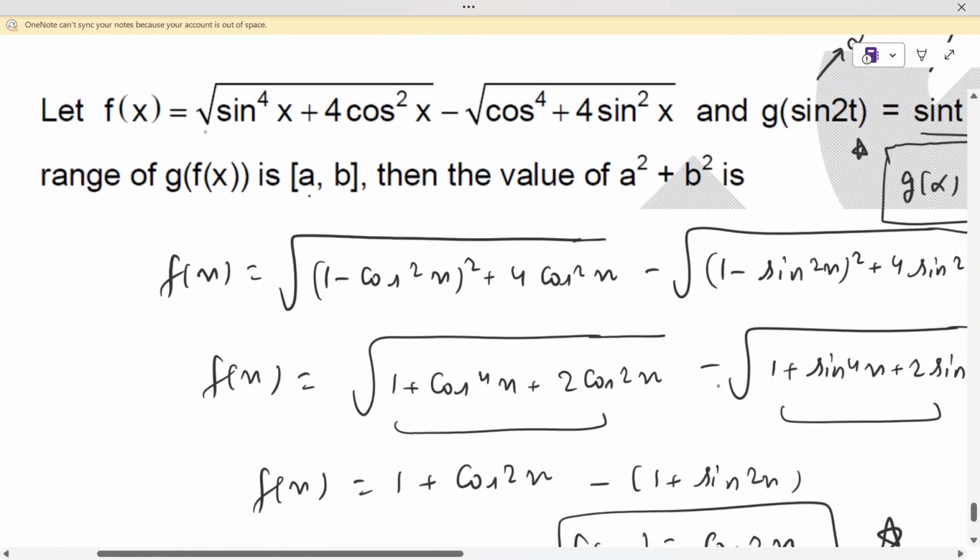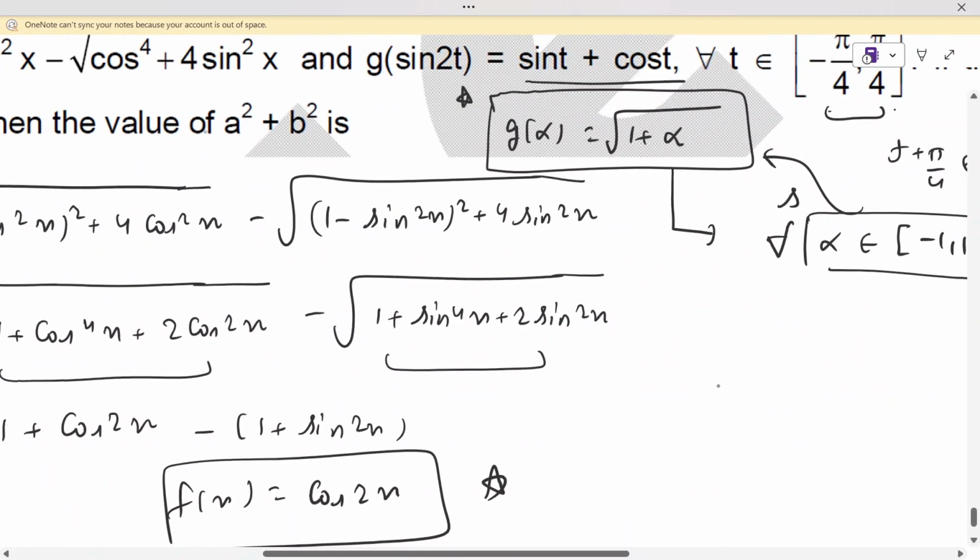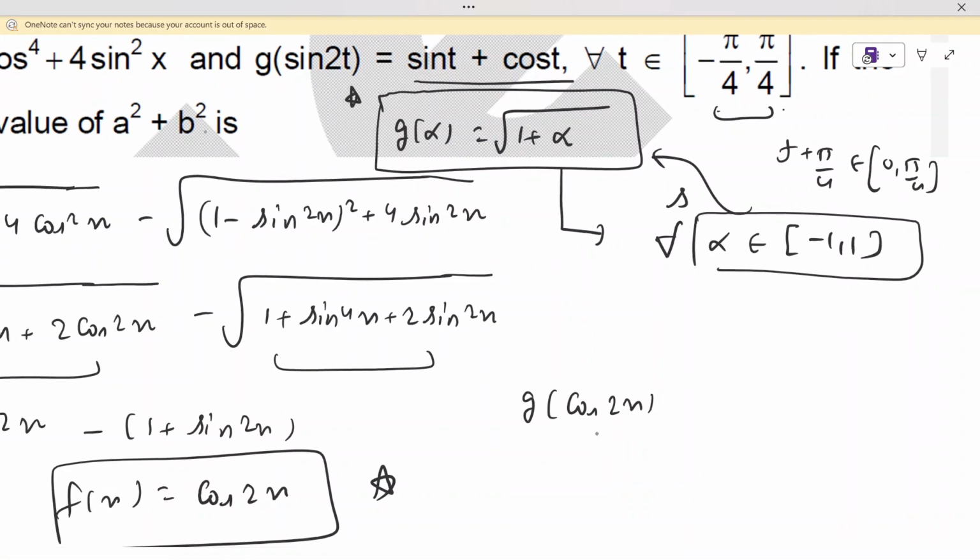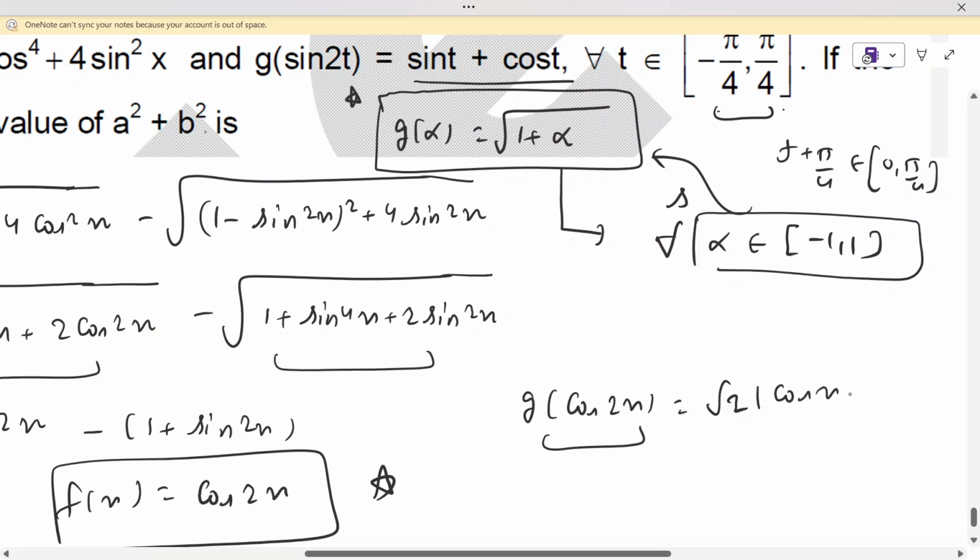Now range of g(f(x)). So f(x) is cos 2x. So g of cos 2x will be what? g of cos 2x equal to g(f(x)), so g(f(x)) is root 2 mod cos x, isn't it?